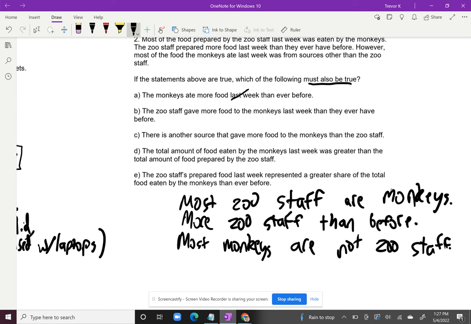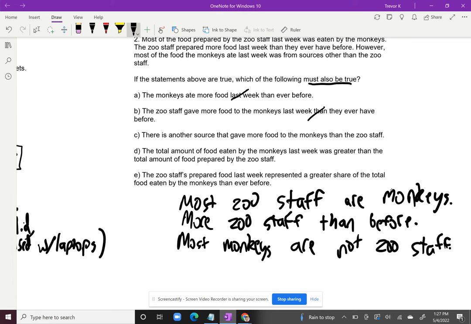B, the zoo staff gave more food to the monkeys last week than they ever have before. Tempting, but no. I mean, it's possible that before, the zoo staff gave like 99% of their food to the monkeys, and now they're giving 51% of their food to the monkeys. Even though they prepared more food than they ever have before, that 51% of the more food is less than 99% of somewhat less food.